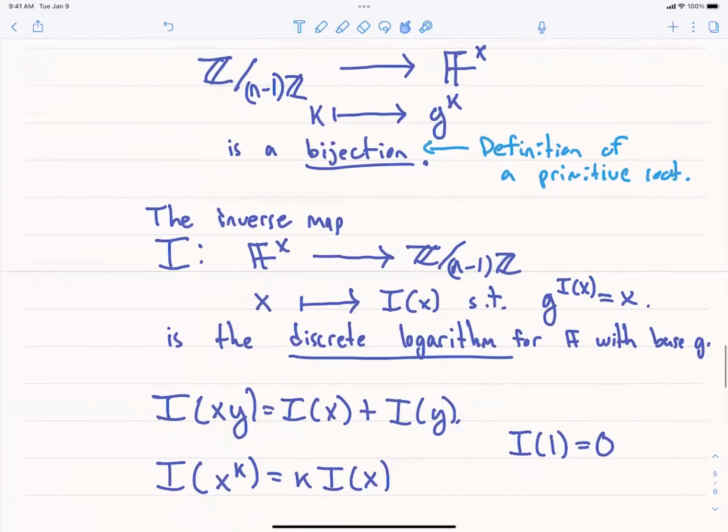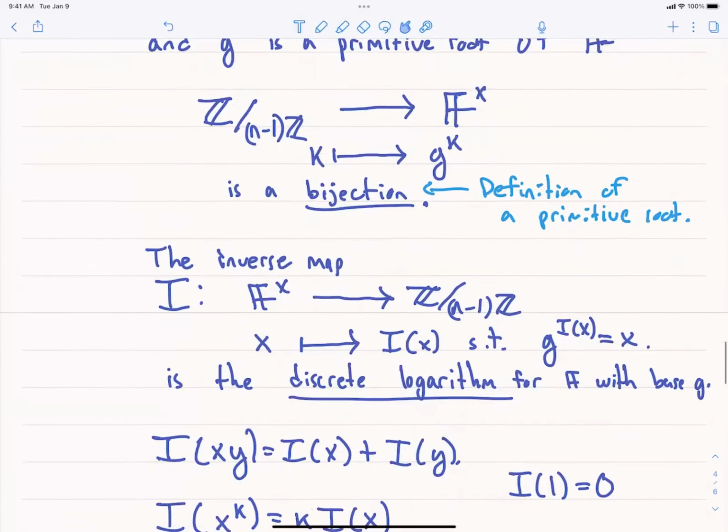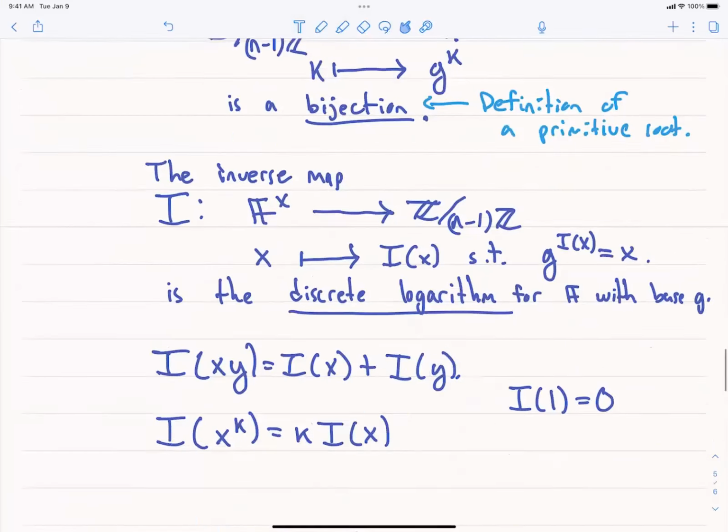So in particular, it takes multiplication and turns it into addition. And as a special case, it takes raising to powers and turns that into multiplication. And it sends 1 to 0. So these are easy to check just from the properties of raising to a power. So somehow these are the opposite properties of what raising to a power does. So raising to a power turns addition into multiplication and sends 0 to 1 because g to the 0 is 1. Okay, good.